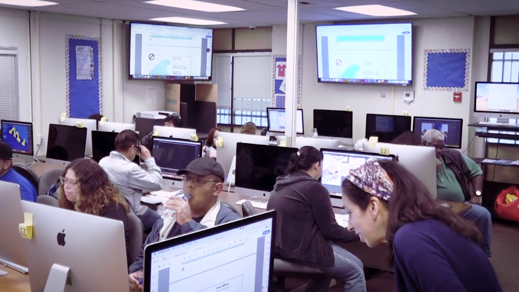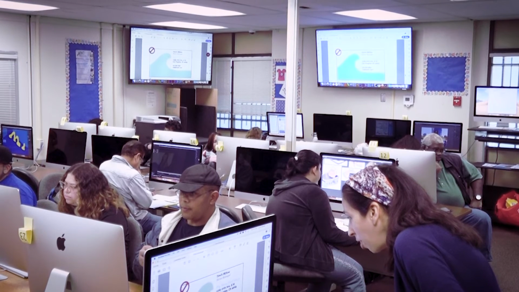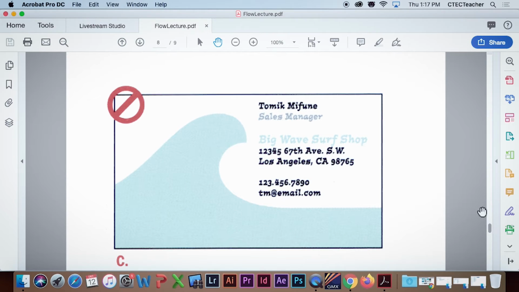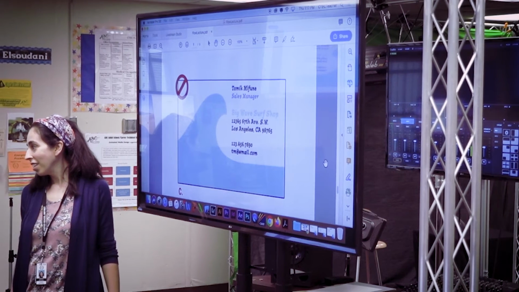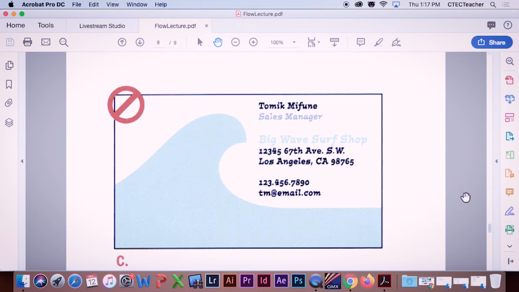Okay, next. Now, what's wrong with this one? The wave is facing the text. So at least there's an improvement there, right? But do you see anything wrong with this layout? Well, I have an idea. Uh-huh. Well, the title of the surf shop should be above the sales manager's name, for one. That's what I'm thinking.